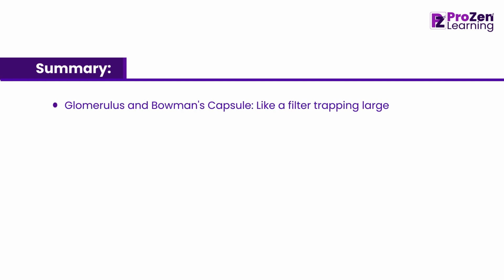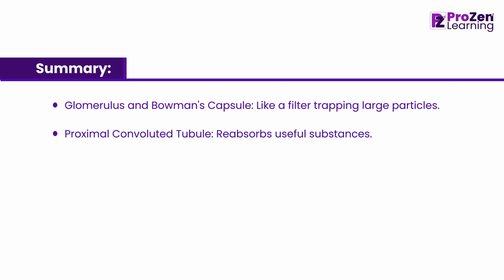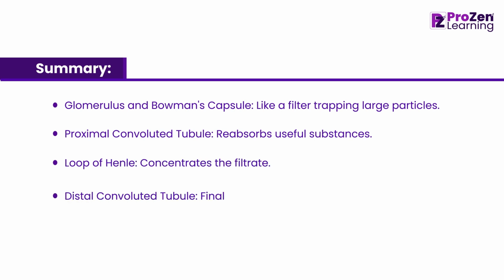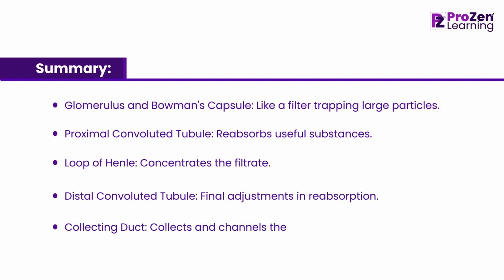Summary: glomerulus and Bowman's capsule, like a filter trapping large particles. Proximal convoluted tubule, reabsorbs useful substances. Loop of Henle, concentrates the filtrate. Distal convoluted tubule, final adjustments in reabsorption. Collecting duct, collects and channels the final urine.